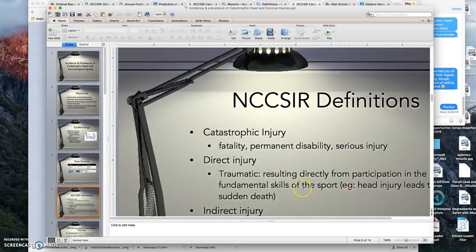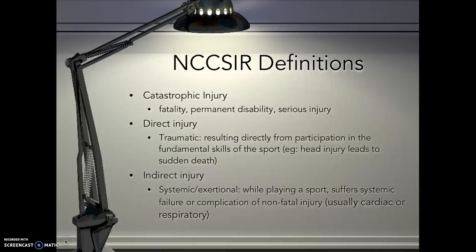All right, so also then NCCSIR divides their injuries into two different categories. One would be direct and the other would be indirect. Direct injury is typically something that is traumatic, resulting from participation in the fundamental skills of the sport. So a head injury that leads to sudden death. Okay, so the mechanism of injury would be suffered a concussion, didn't tell anybody, went back in the game, suffered another head injury, developed second impact syndrome, and died.